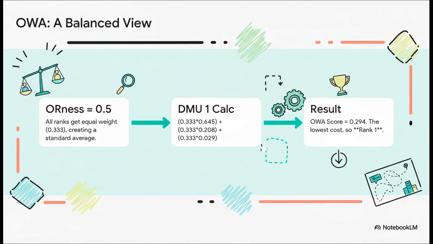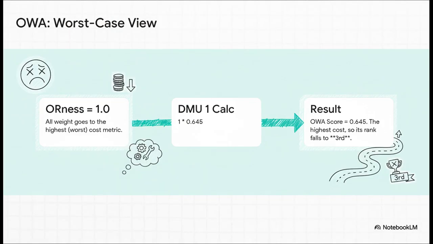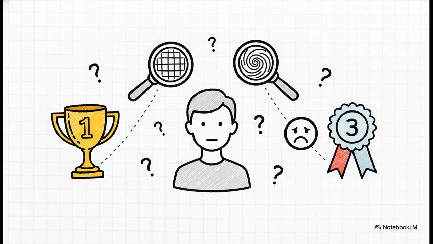Easy enough, right? But watch what happens when we crank that risk dial all the way up to 1.0. Now we're looking at a pure worst-case scenario. All of the weight, 100% of it, goes to the single highest cost metric. For DMU1, that's 0.645. And just like that, its score shoots up and its rank completely tanks, from first place all the way down to third. And that is the whole point.